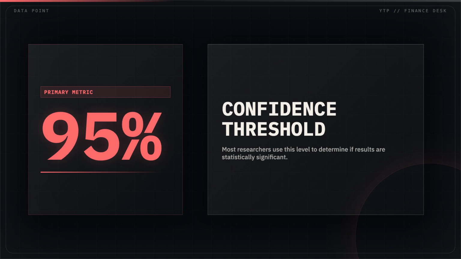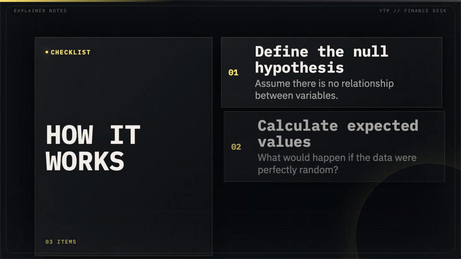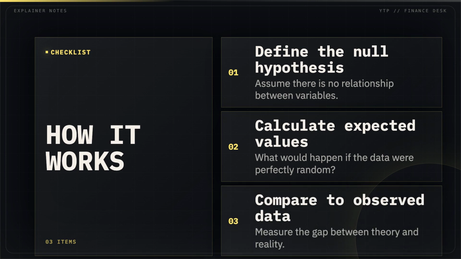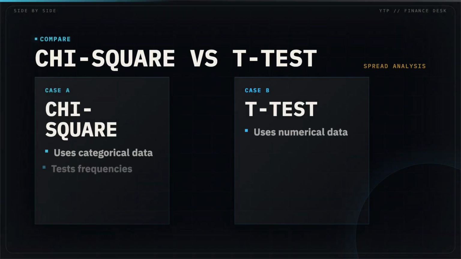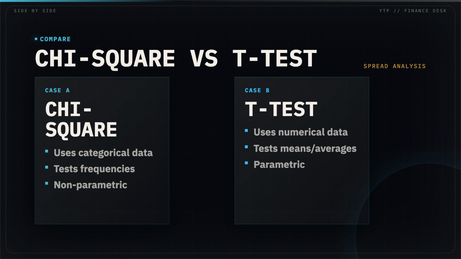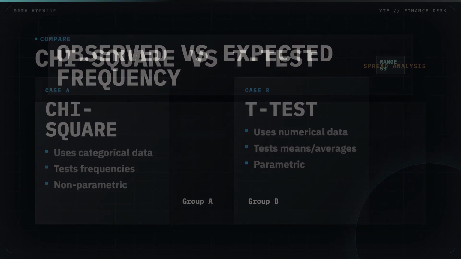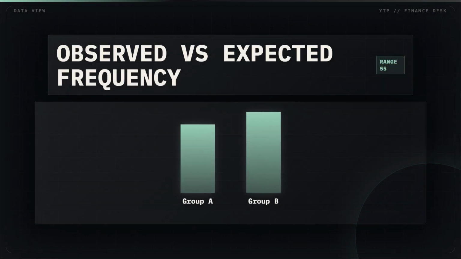relationship between variables. You start by assuming there is no relationship, then you compare your real-world data against a model of pure randomness. While a t-test looks at averages for numerical data, chi-square is specifically for categorical data, like counting counts or frequencies. The larger the gap between your observed bars and the expected values, the higher the chi-square score, signaling a likely real-world effect.